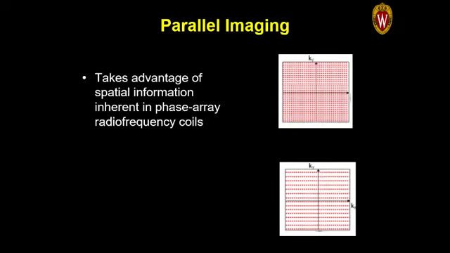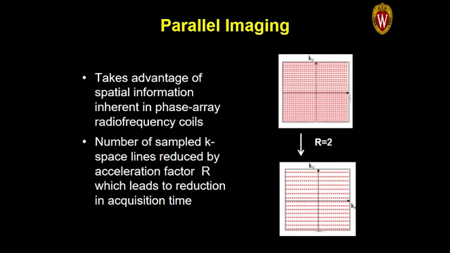Now I would like to discuss another method, parallel imaging, for accelerating scan time, very commonly used in musculoskeletal MRI. And like our last speaker nicely illustrated, parallel imaging takes advantage of the spatial information inherent in phased array radiofrequency coils. And the number of sampled k-space lines is reduced by an acceleration factor R, which leads to the reduction in acquisition time.